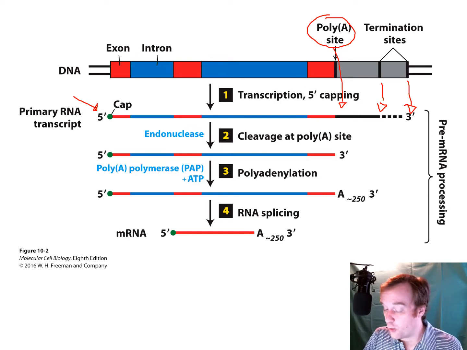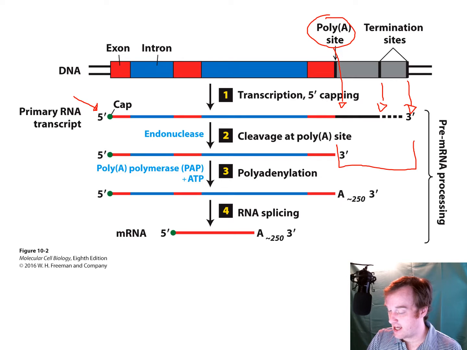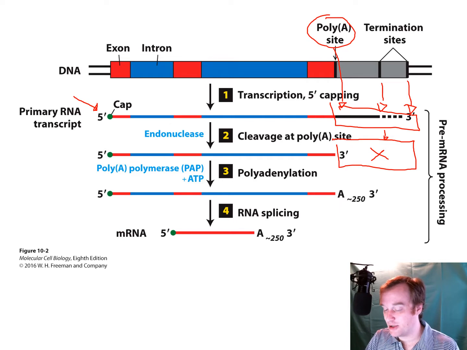So once transcription is complete, we have these endonucleases come in, and they cleave off that buffer site that I just mentioned. So as you can see here, that extra long piece of RNA is now removed. And so all we have left is the poly-A site. Now, poly-A polymerase and ATP come in, and they read that poly-A site, and they do polyadenylation. So they add that poly-A tail.